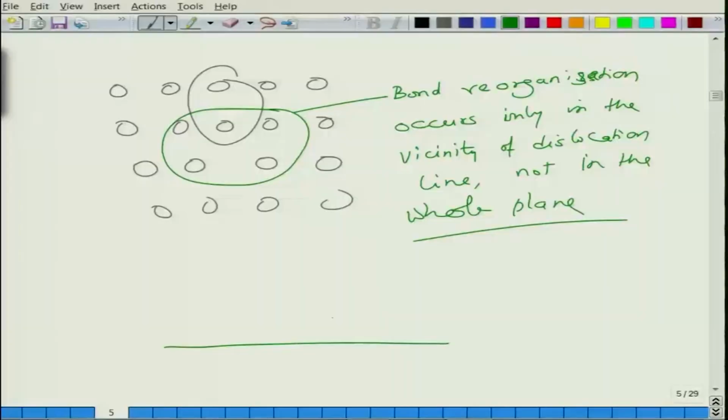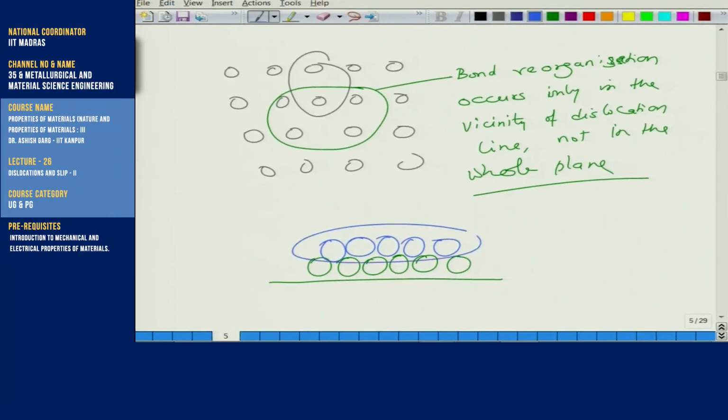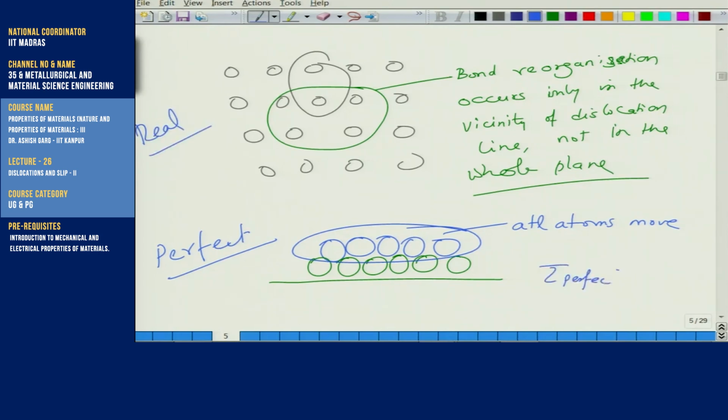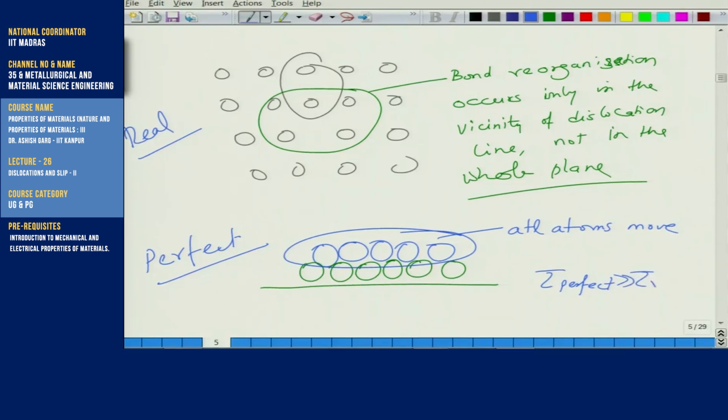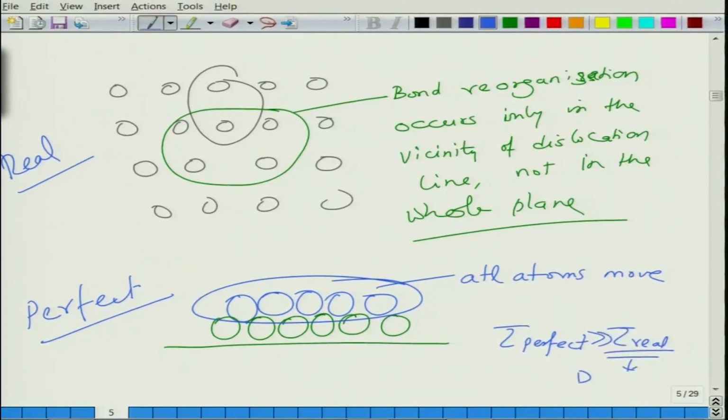In a perfect crystal, on the other hand, if you had a perfect crystal like this, all these atoms move. So, this is perfect and this is real. That is why tau perfect is much larger than tau real, and this is due to dislocations. So, I hope it is clear why the stress required to move dislocations is smaller in real crystals which consist of dislocations than in perfect materials.